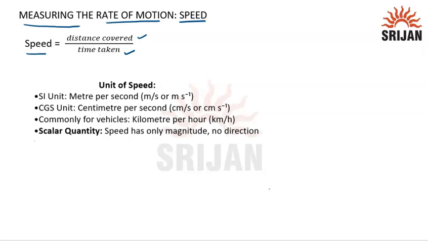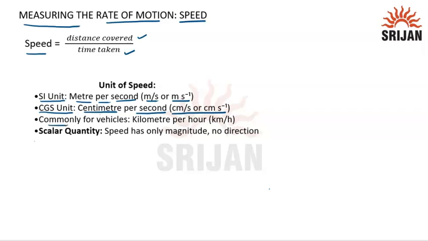What are the units of speed? There are different kinds of units of speed. The first is the SI unit, that is Standard International Unit, which is meter per second. This can be written like this, meter per second. Next is the CGS unit, which is centimeter per second. That can be represented like this.